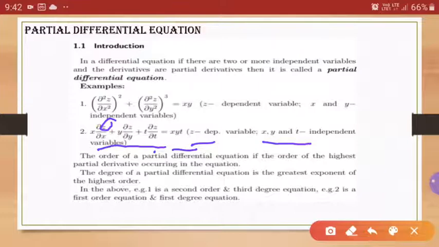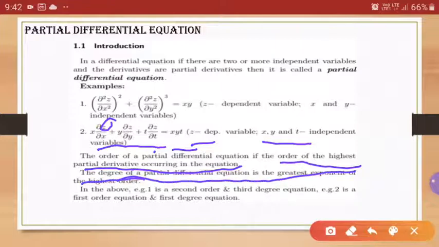Now what is the order of a partial differential equation? It is the same as for ordinary derivatives. The order of a partial differential equation is the order of the highest partial derivative occurring in the equation, and the degree of a partial differential equation is the greatest exponent of the highest order derivative. If we consider the first equation, what is the highest order derivative here? Del 2z by del x square and del 2z by del y square.